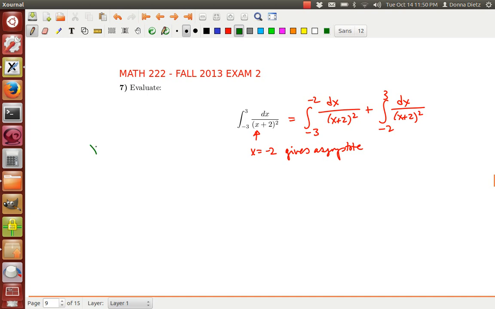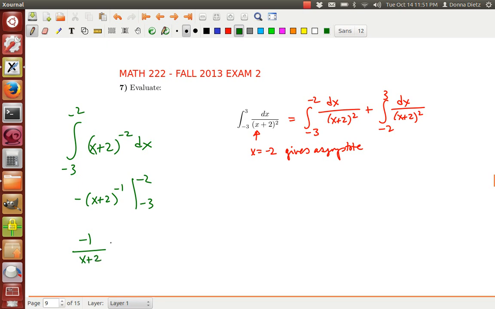Let's see, the integral of (x plus 2) to the -2 dx. How would we do that? We're going to increase the power and divide by the new power, double check, and we take the derivative. Do we get back? Yep, we do. And so we're going from -2 to -3. What does this really mean? That means -1 over (x plus 2), from -2 to -3.